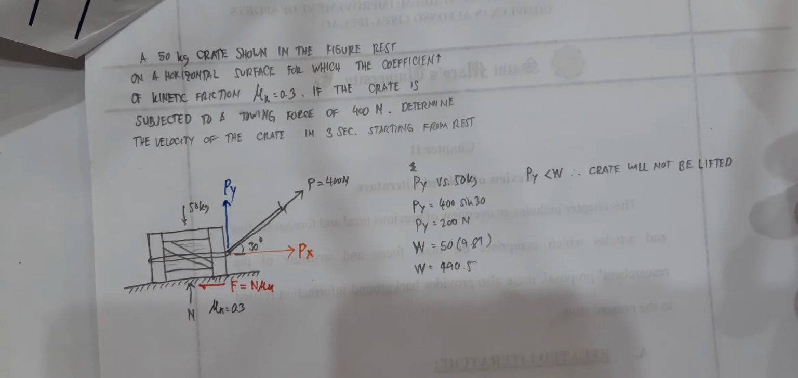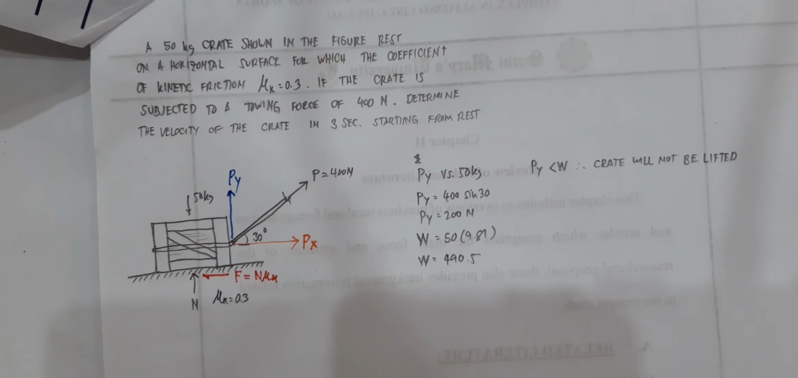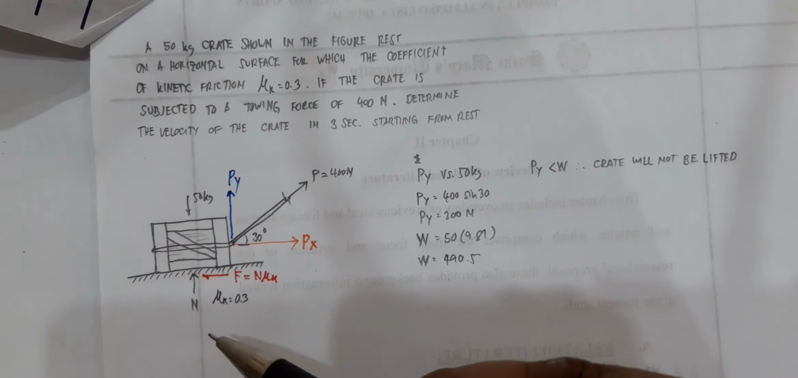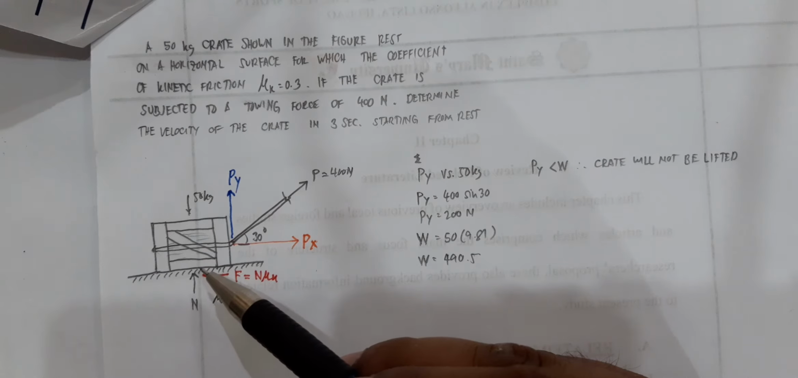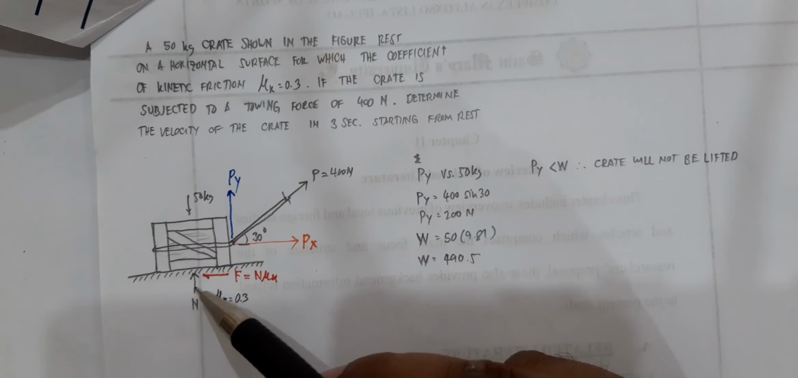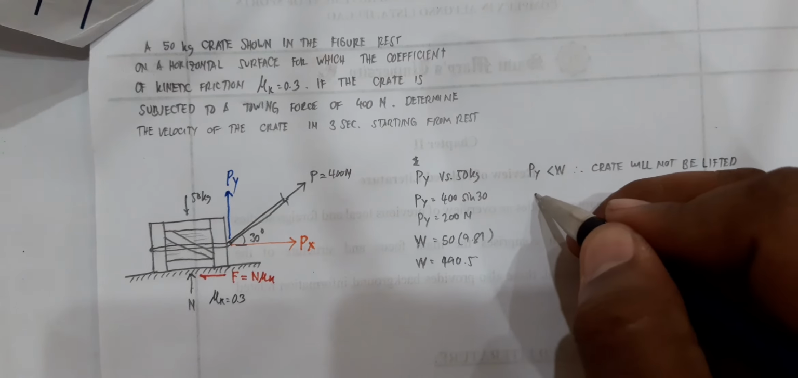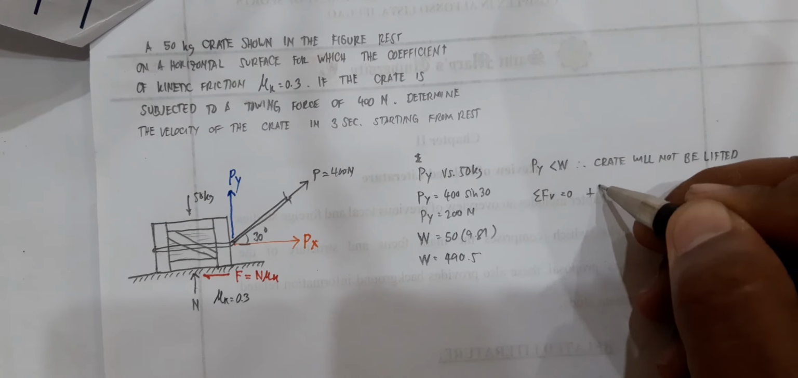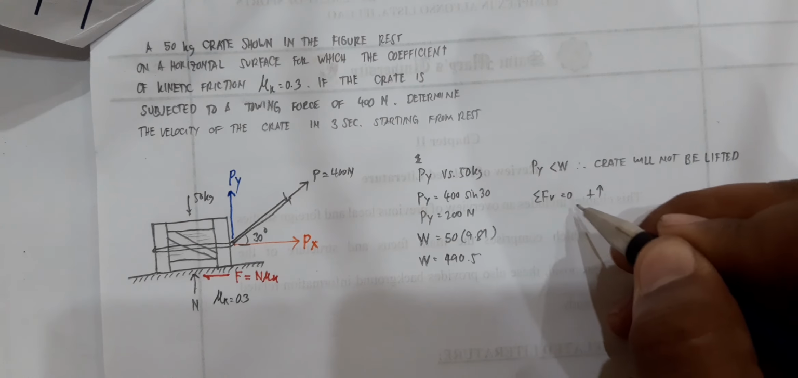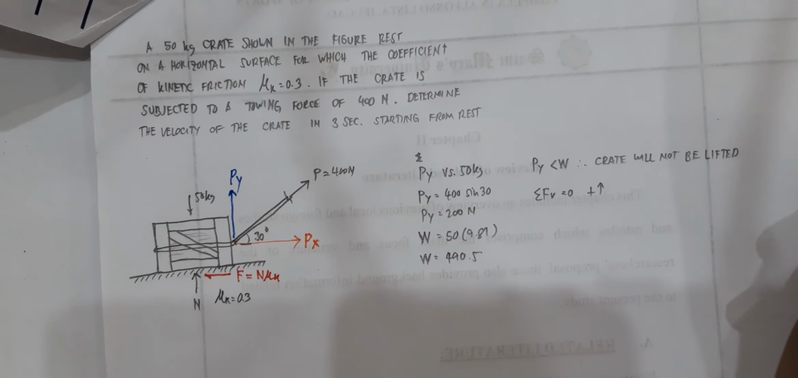Okay. So since your crate cannot be lifted, then you can now have your N. Basically, if the crate were lifted, then N would not have a value, since there would be no longer a contact surface between the crate and the floor. Okay, so calculating for N, summation of forces vertical is equal to 0. Let's take positive upward.